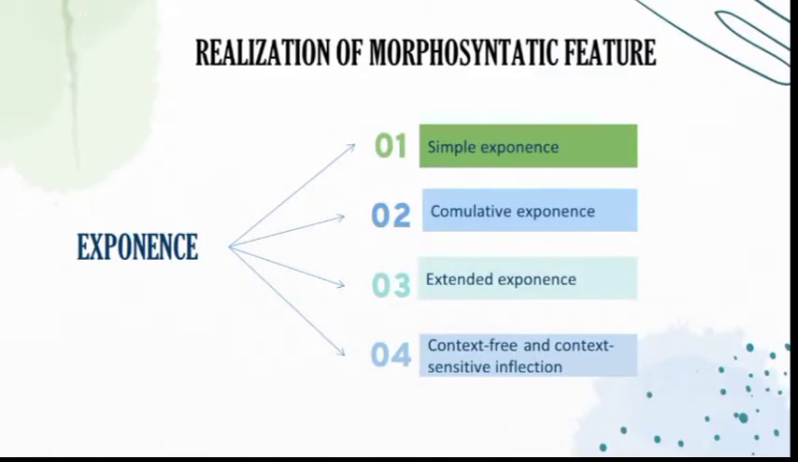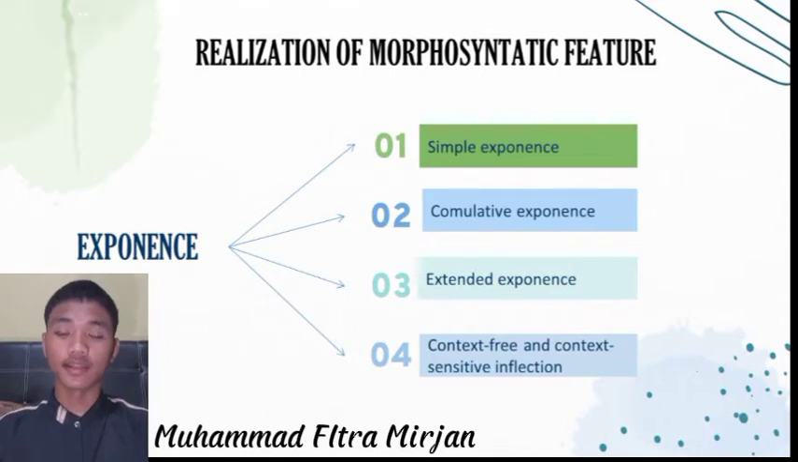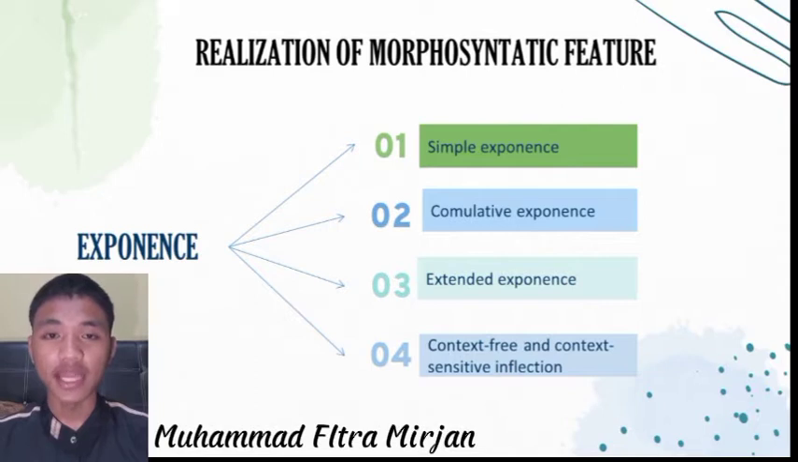The second material will be explained by Muhammad Fitrah Mirjan. 1. Exponents. A. Simple exponents: one-to-one relationship between form and meaning, as one morpheme realizes one morphosyntactic feature. Sees, the morpheme Z, the exponent of the morphosyntactic feature plural. Siles, the morpheme D, the exponent of past tense or past participle.